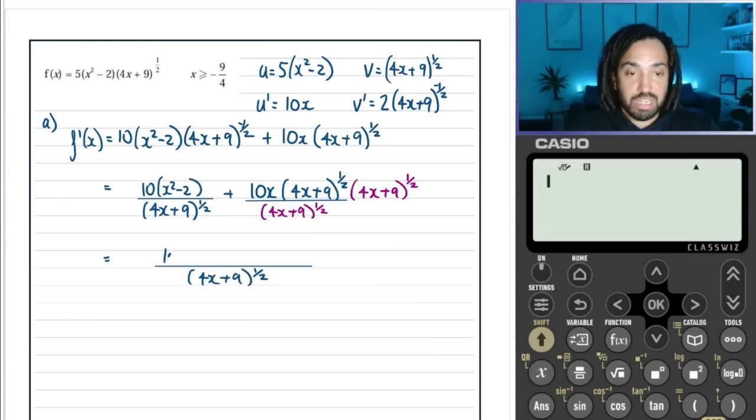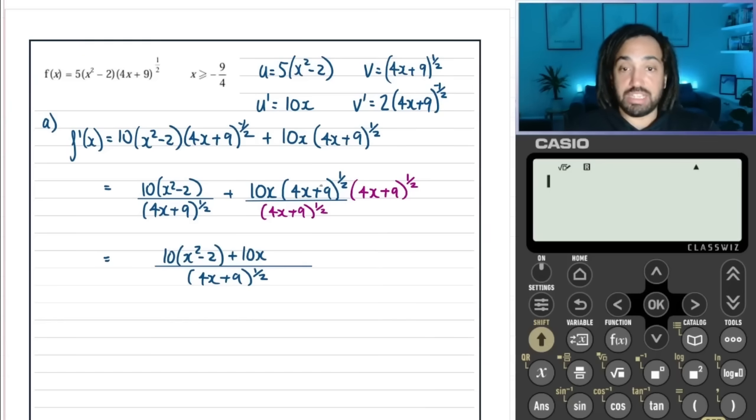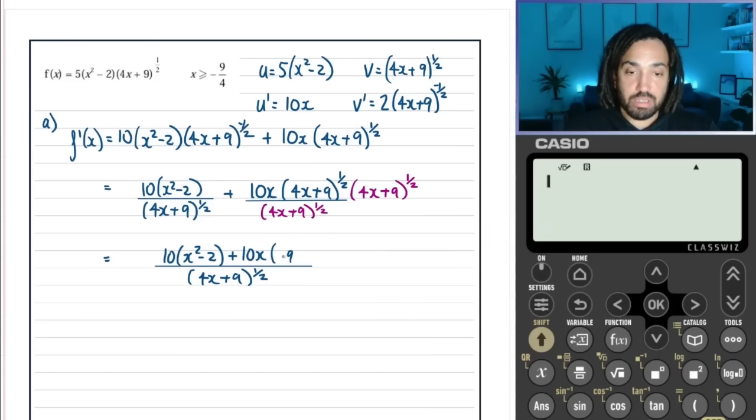And then here we'll have 10, again, x squared minus 2. And then here we'll have plus 10x. And you've got these two things times together. And because they're the same, we add the powers. And when we add the powers, we get 1. So it just becomes 4x plus 9. So we just get 4x plus 9 there.